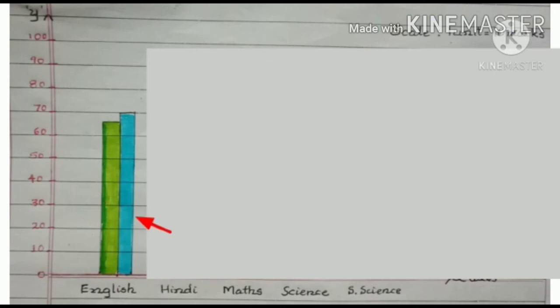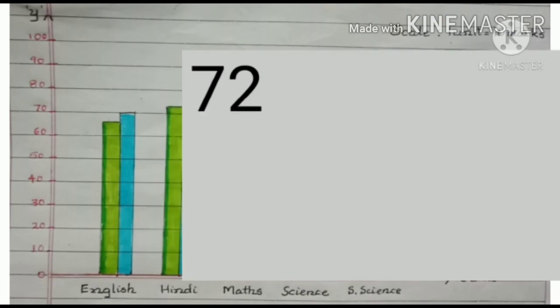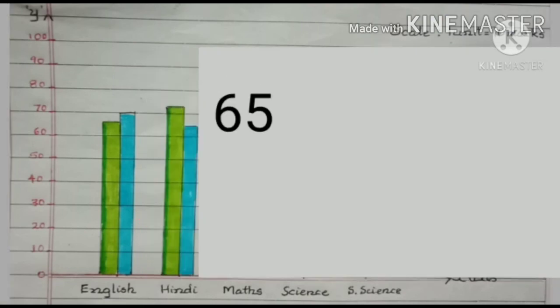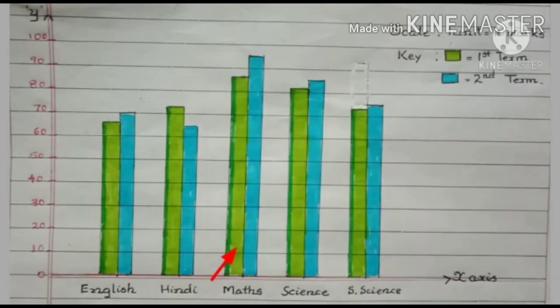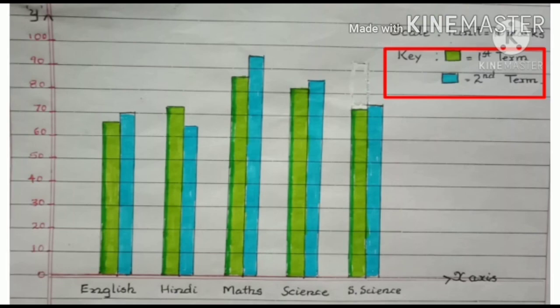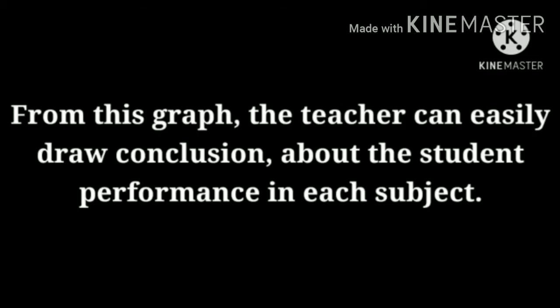Now let us draw bars for Hindi, 72 marks in the first term and 65 marks in the second term. In the same way, draw bars for maths, science and social science. Lastly, write the key and the title. The key is that the green color represents marks of the first term and blue color represents the marks of the second term. From this graph, the teacher can easily draw conclusions about the student's performance in each subject.